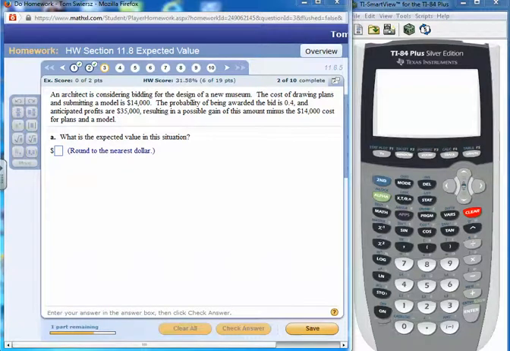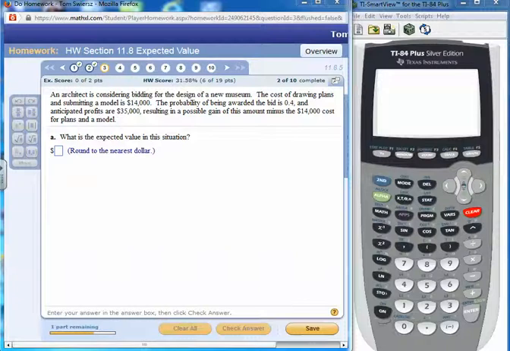Okay, in this video, we're going to go ahead and work on homework problems from section 11.8 expected value. We're going to do problems number 3 and 4. All right, let's go ahead and read the problem. This is from MyMathLab homework, problems 3 and 4.